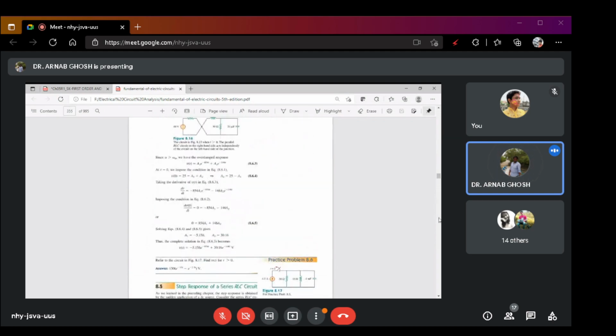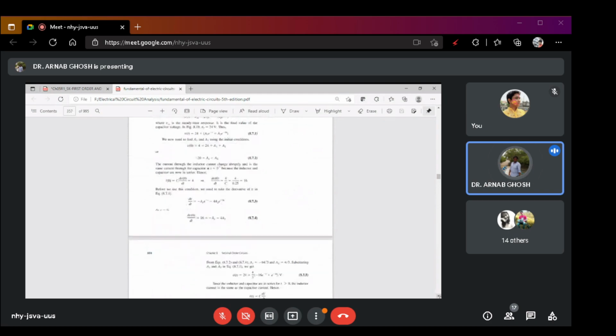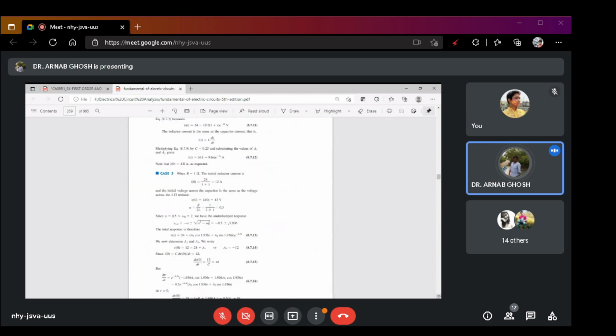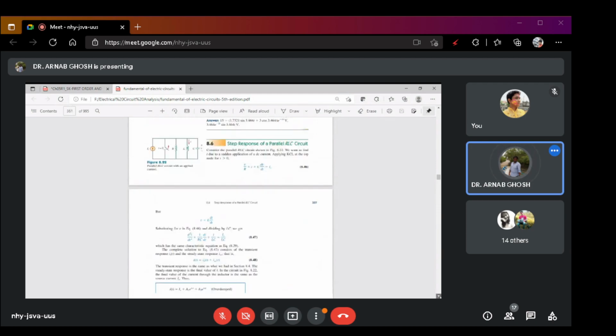So I am talking about the step response of an RLC parallel circuit. Just let me show you the problem.